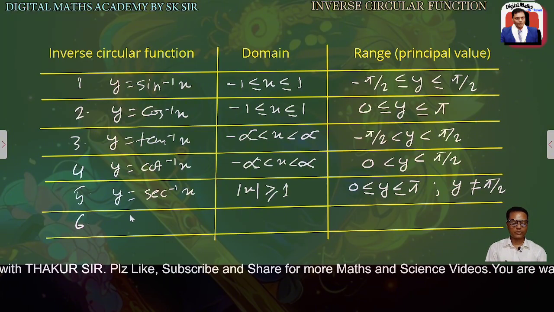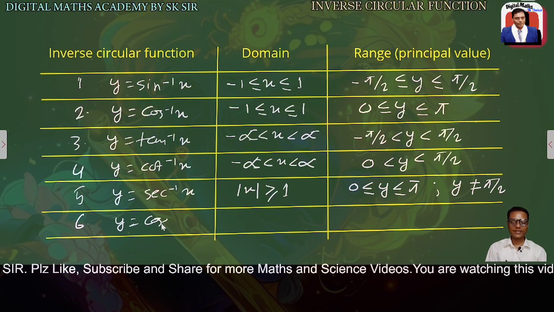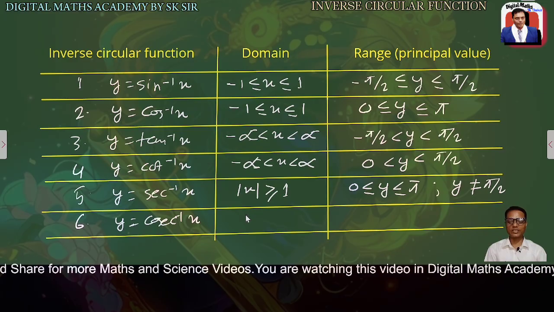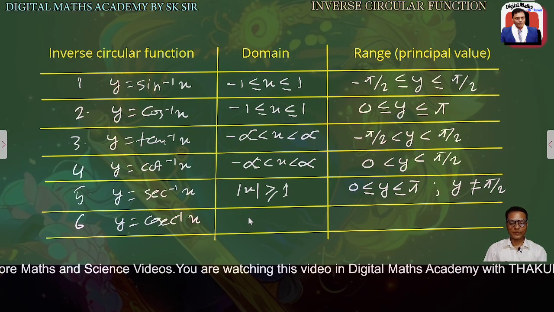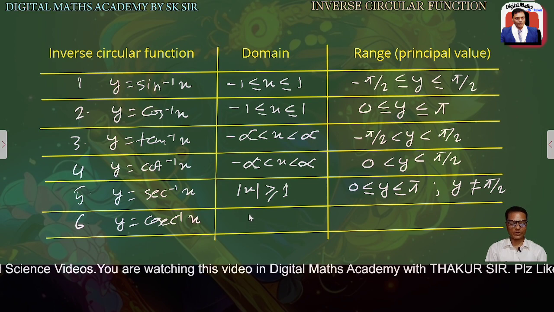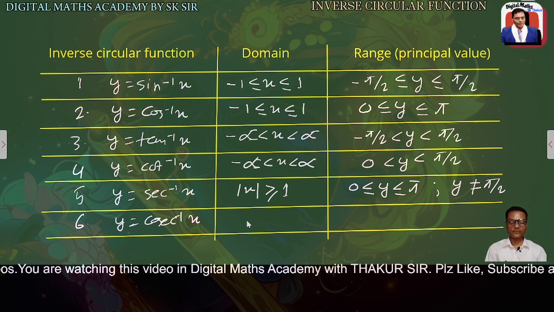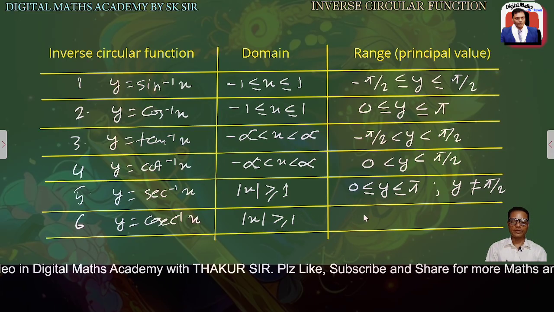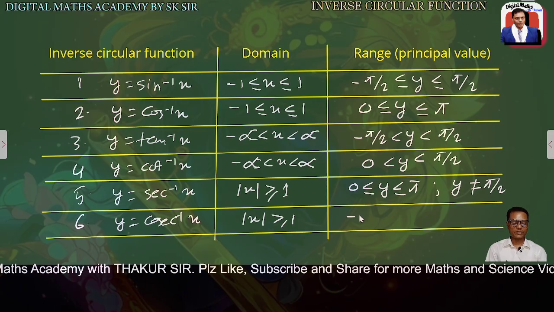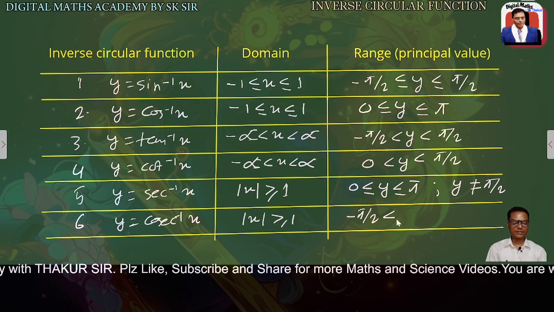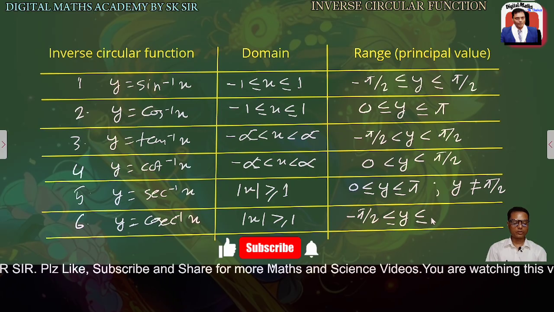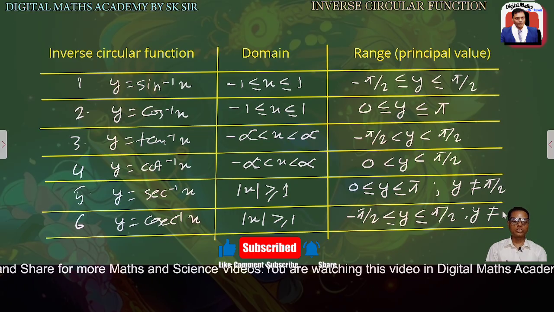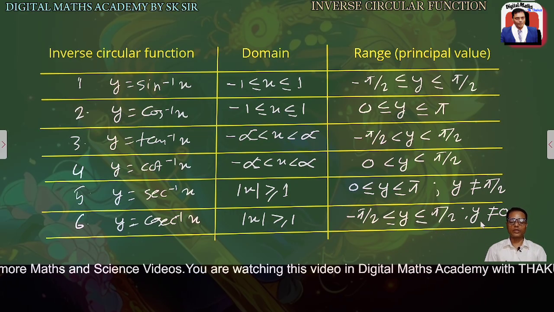So number 6, and the last one, is y equals cosec inverse x, and for this it's the same as sec, because cosec is also h by p. There is hypotenuse by perpendicular, and the hypotenuse is always more than the perpendicular. So for y equals cosec inverse x, we can write modulus of x is always more than 1, right? And for the cosec, minus pi by 2 less than or equal to y, less than or equal to pi by 2. And for this the condition is also y should not be equal to 0. We should not forget that the value of y should not be equal to 0.